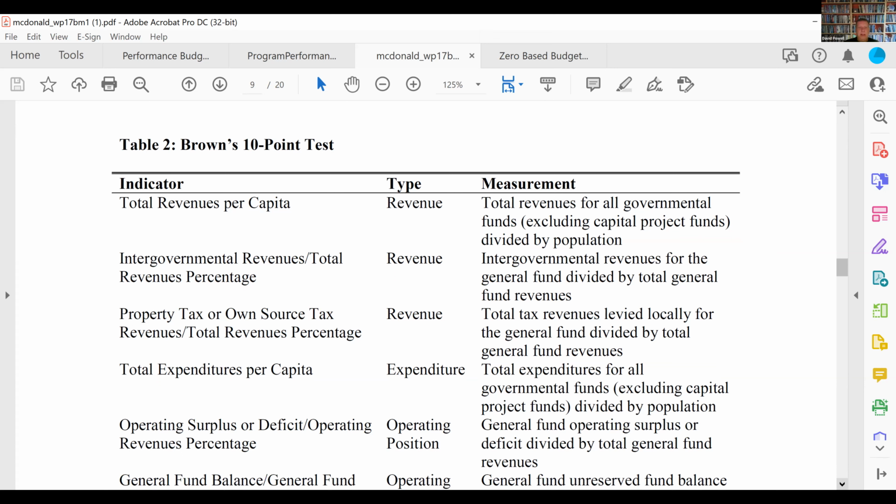And you'll see the 10-point test there in this file on your screen. There are 10 different indicators that Brown recommends we use in order to compare the fiscal solvency of our city to the comparable cities that we have selected.